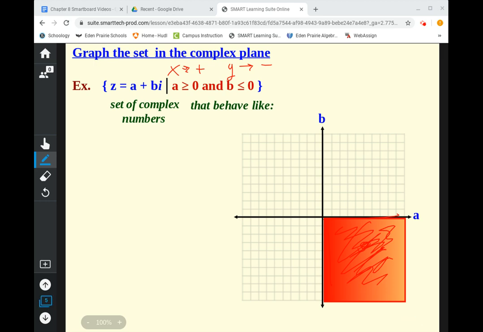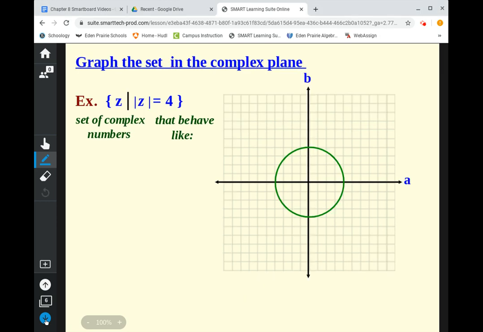Okay. The next one. It says absolute value of z. Remember what that represents, the modulus. Absolute value of z equals 4. So I want you to think about that one. 4 is like your radius. And so if you think about it, the radius of 4 in every direction, everywhere, would give you a circle. So graphing that modulus, absolute value of z, gives you a circle. It's just a circle.